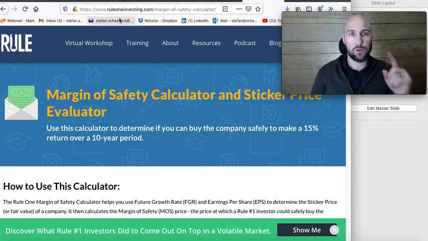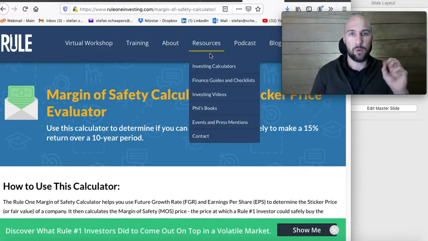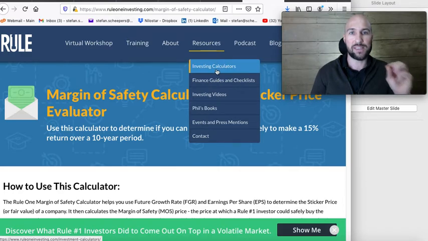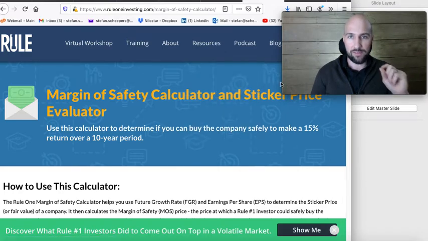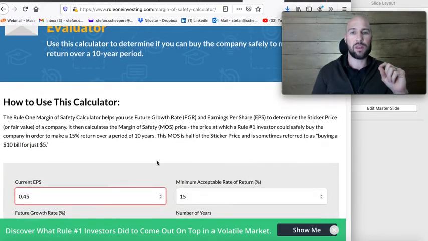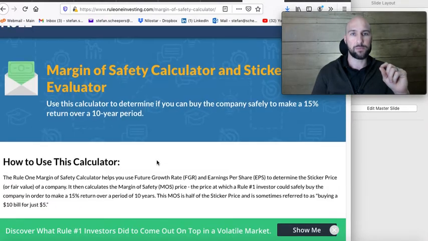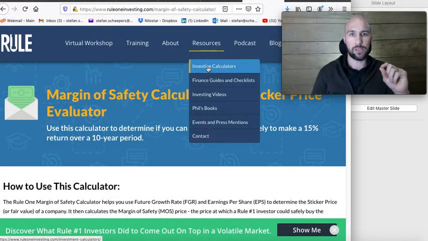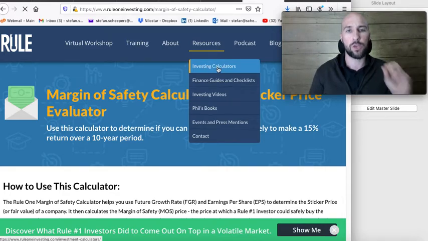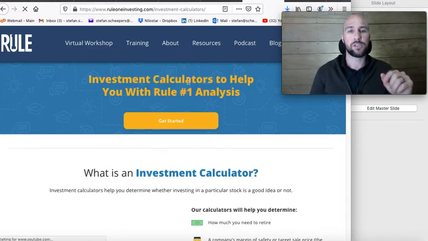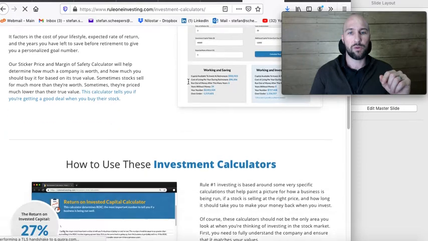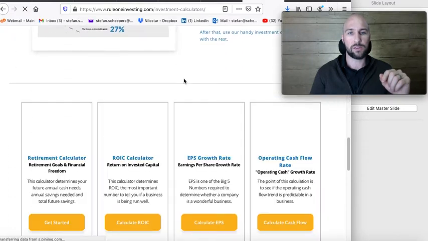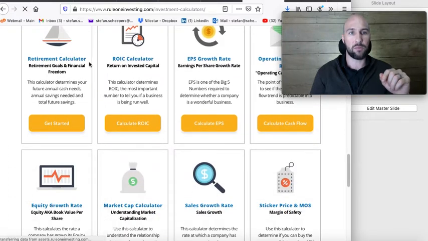But on this Rule 1 Investing website, you just go on resources and press investing calculators. On this investing calculators page, you're going to find everything you need to know. Let me click on it so you can see how it actually looks. You just go down and you will find all the calculators right here for you. So you can see a retirement calculator.